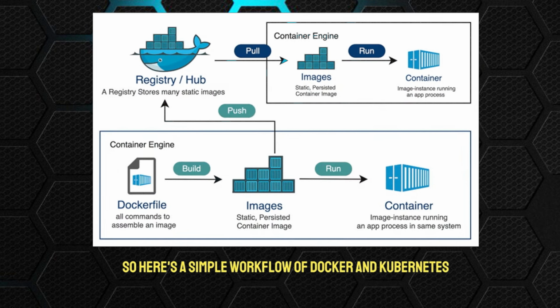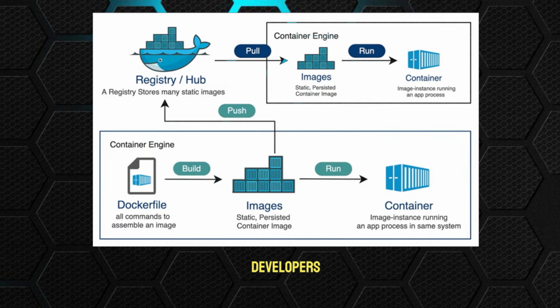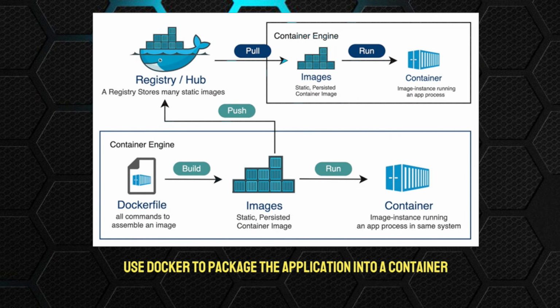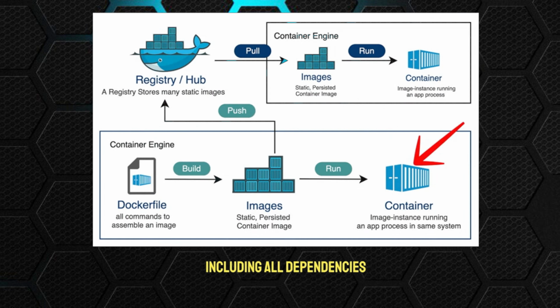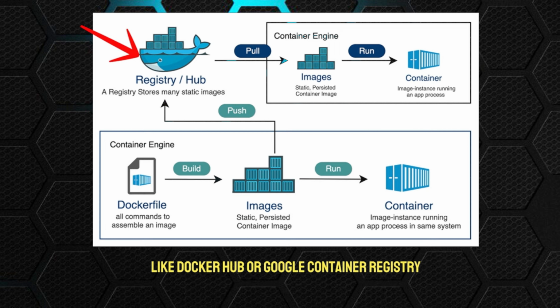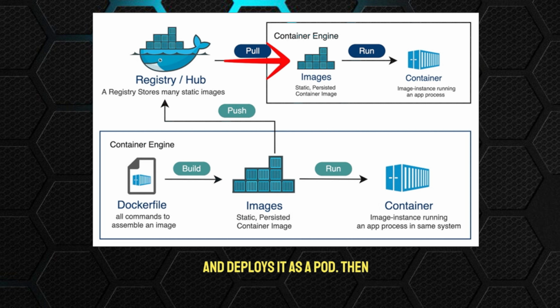So here's a simple workflow of Docker and Kubernetes. Developers use Docker to package the application into a container, including all dependencies. The Docker image is pushed to a container registry like Docker Hub or Google Container Registry. Kubernetes pulls the image from the registry and deploys it as a pod. Then, Kubernetes will monitor the traffic and scale the pods horizontally, adding more containers as needed. It will also ensure the incoming traffic is routed to healthy containers, and if any container crashes, Kubernetes automatically restarts it to ensure that the desired number of replicas is running.